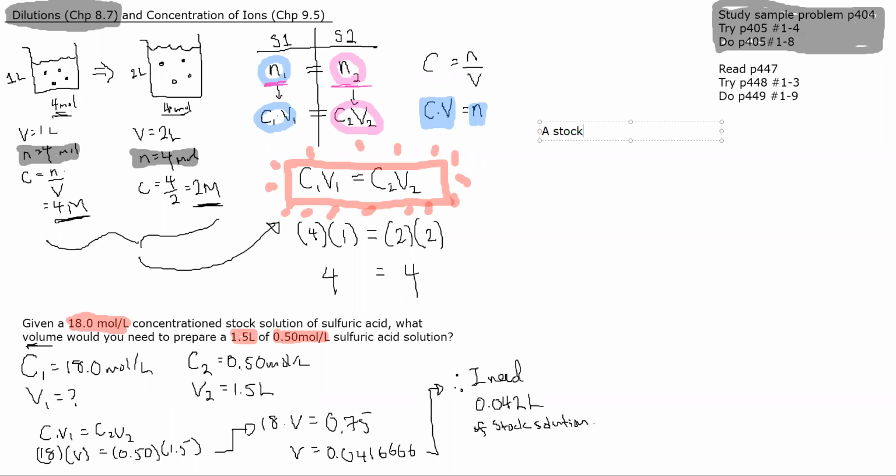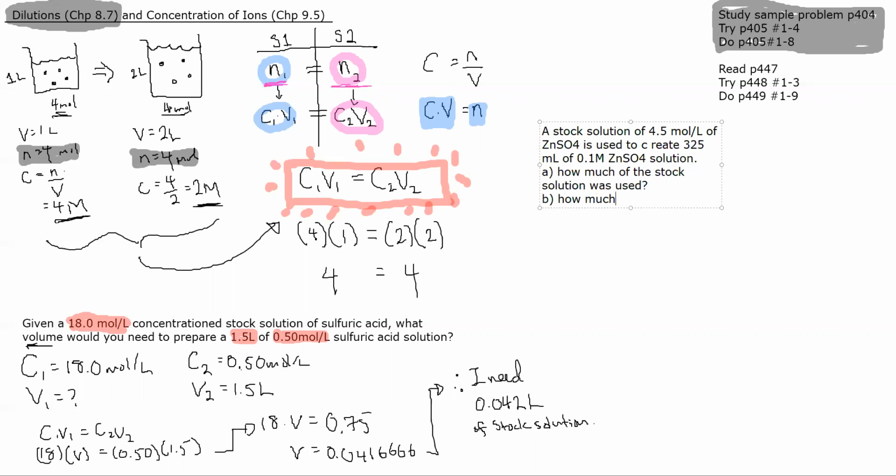A stock solution of 4.5 moles per liter of zinc sulfate is used to create 325 milliliters of 0.1 molar ZnSO4 solution. Part A, how much of the stock solution was used? And part B, how much water was this added to?